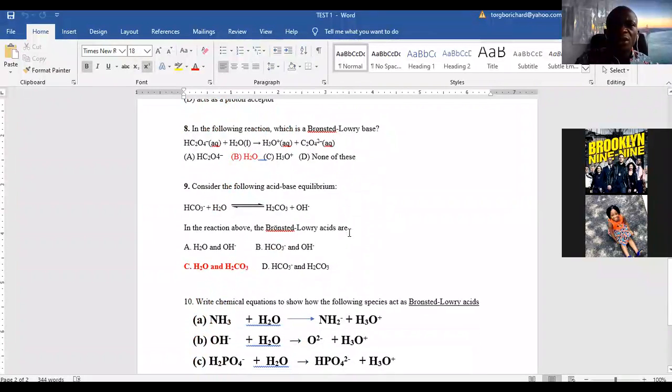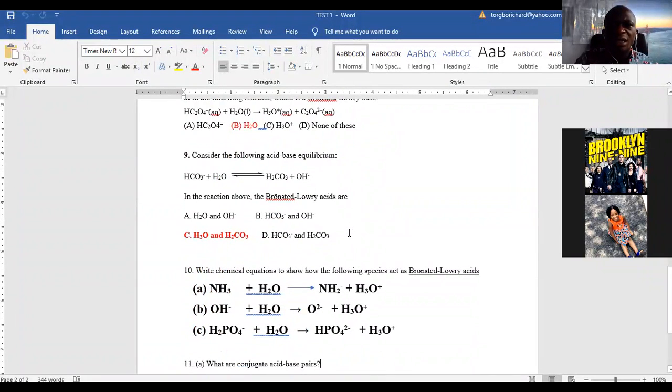9. Consider the following acid-base equilibrium. HCO3 minus plus water in equilibrium with H2CO3 plus OH minus. In the reaction above, the Bronsted-Lowry acids are. Here, I wanted you to select all the acids, both in the forward reaction and in the backward reaction. And you agree that water is the acid in the forward reaction.